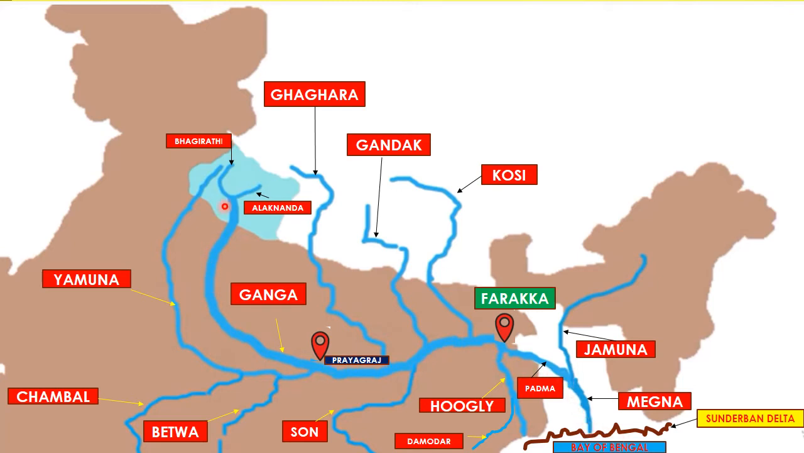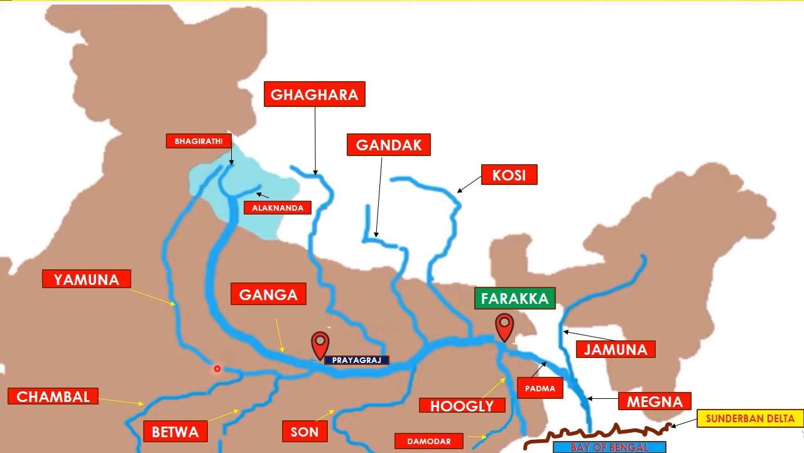Another tributary on the right bank is Son. Okay, it meets the Ganga river. And then we have another tributary, of the Hooghly, which is called Damodar. Okay, but it joins the Hooghly river. Now let us see on the left bank.